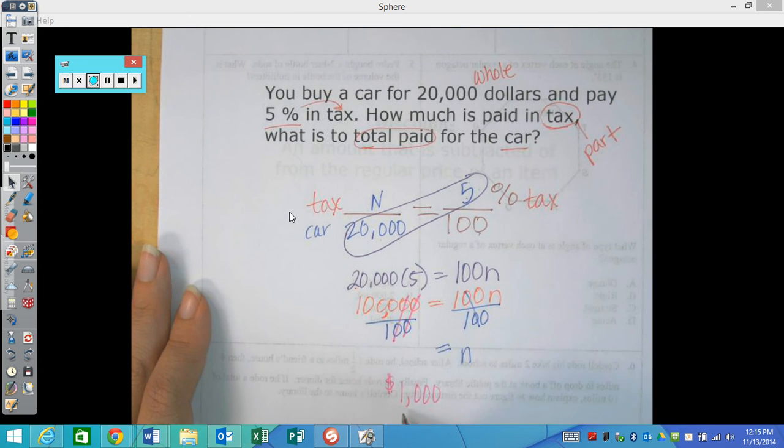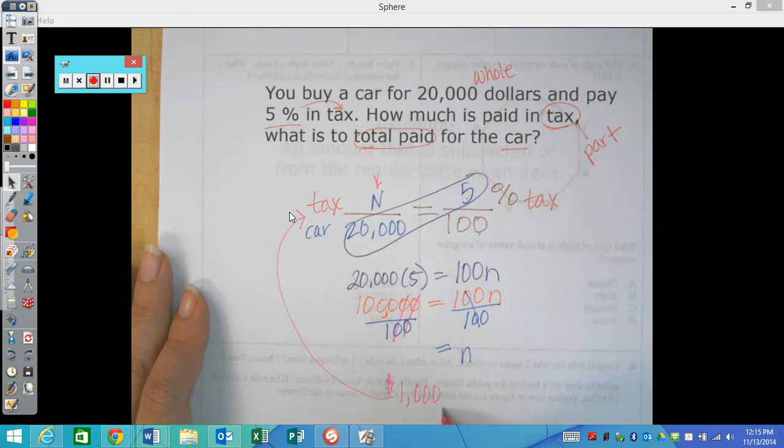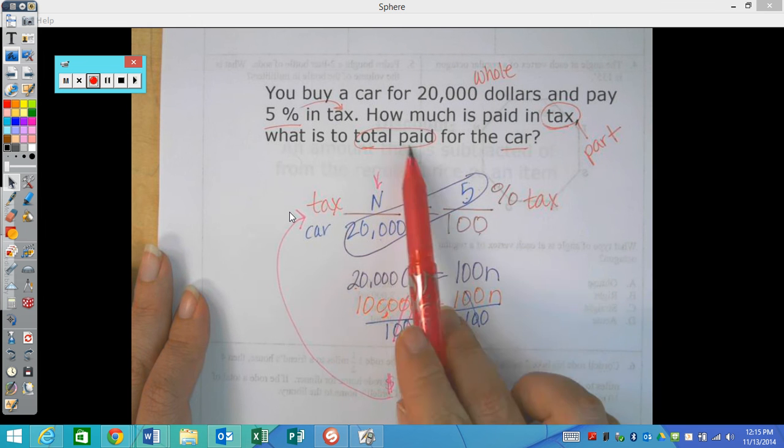So if we get 1,000, we're like, yay, that's the answer, and we're done. No, no, no. This 1,000 was our n, and that 1,000 is our tax. So there's two questions. How much is paid in tax? $1,000. Now we need to see what is the price of the total car.